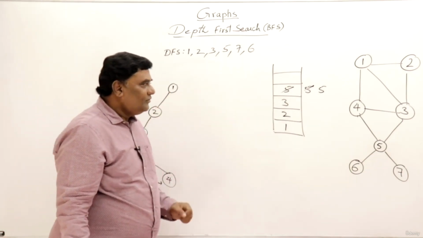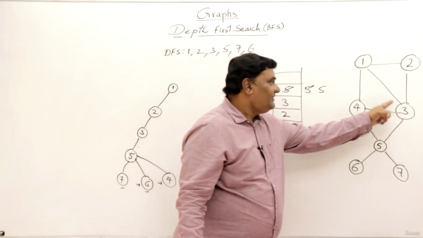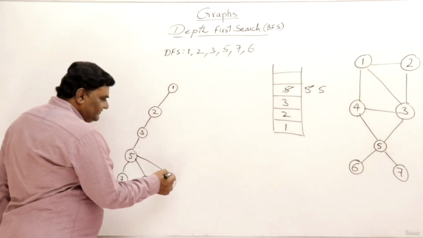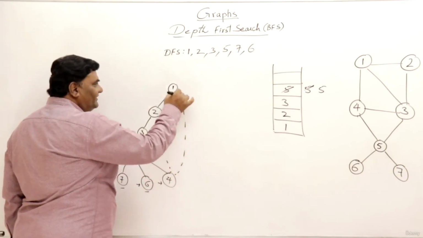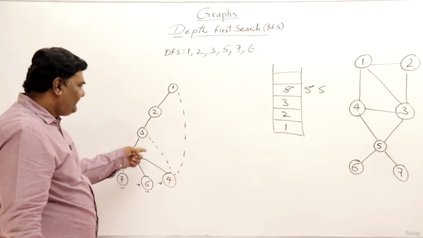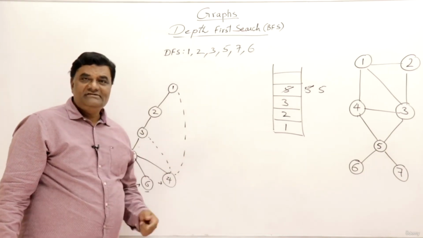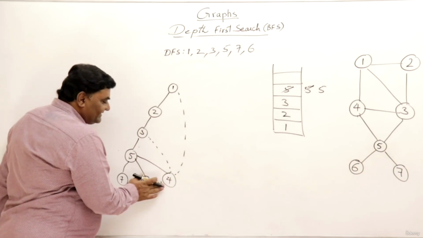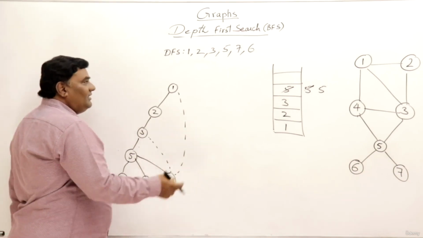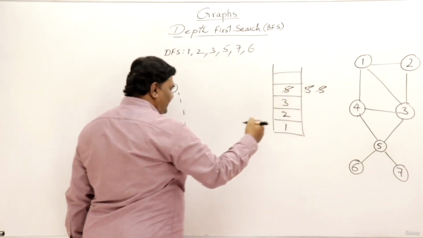From 4 where can I go? From 4 I can go on 3 and 1. 3 is already visited. 1 is also already visited. So this is the first time I came across already visited vertices, so I have drawn a dotted edge there. Now 4 is completely explored. Go back to the previous vertex 5.